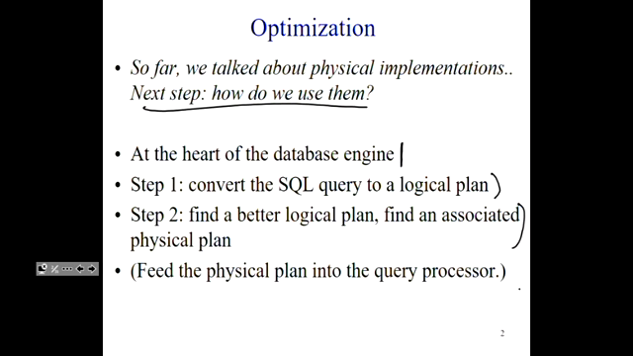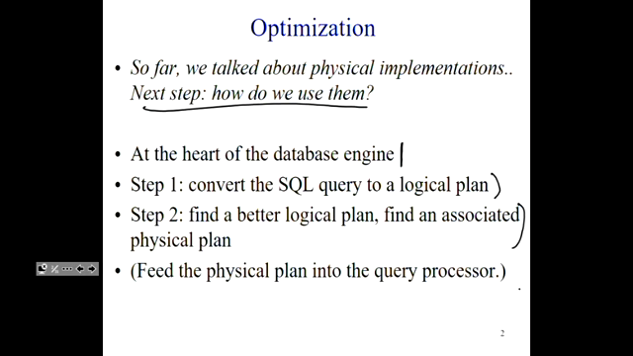So we can transform this logical plan and get a better logical plan out of it, and then find an associated physical plan. By physical plan, I mean a selection for the physical algorithms that operate on the actual data, the kinds of algorithms that we saw in the previous set of slides. And then the query processor is going to execute these physical plans.